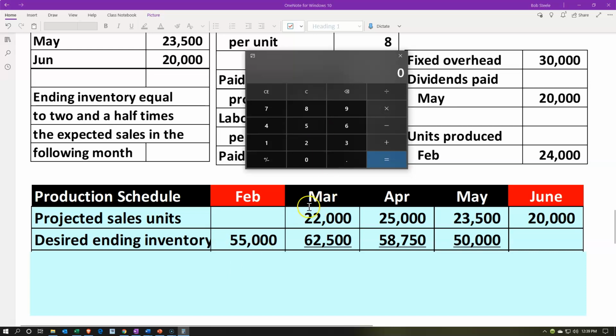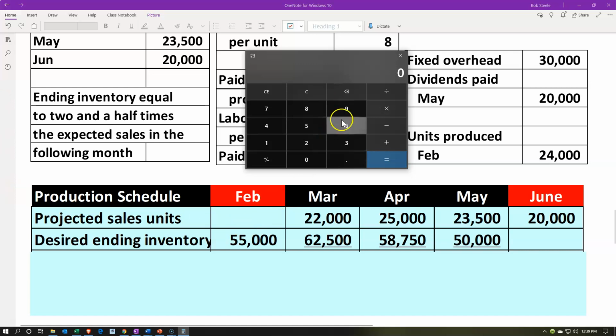So we're going to say, all right, that means that for February, and we're going to calculate this for February as well, we'll look into March. So March is 22,000 on the sales. That means we're expecting ending inventory. So we're basing our ending inventory for this month on the projections of the sales in the following month, and we're going to say times 2.5, and that's the 55,000.